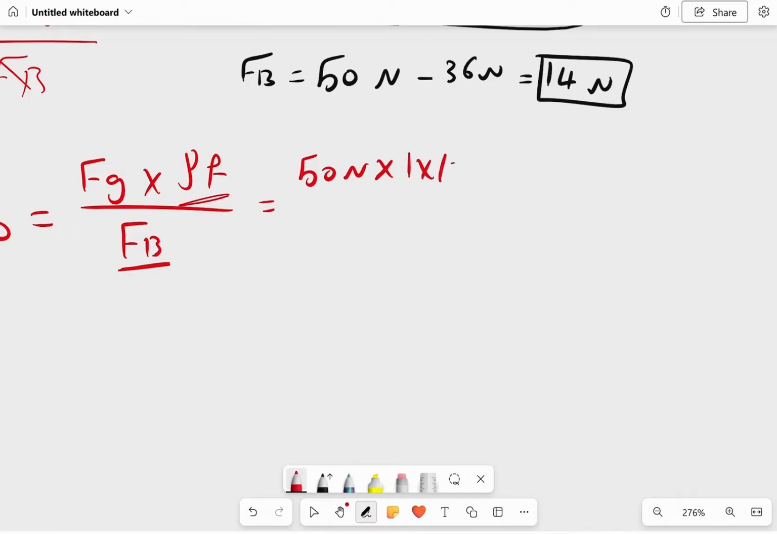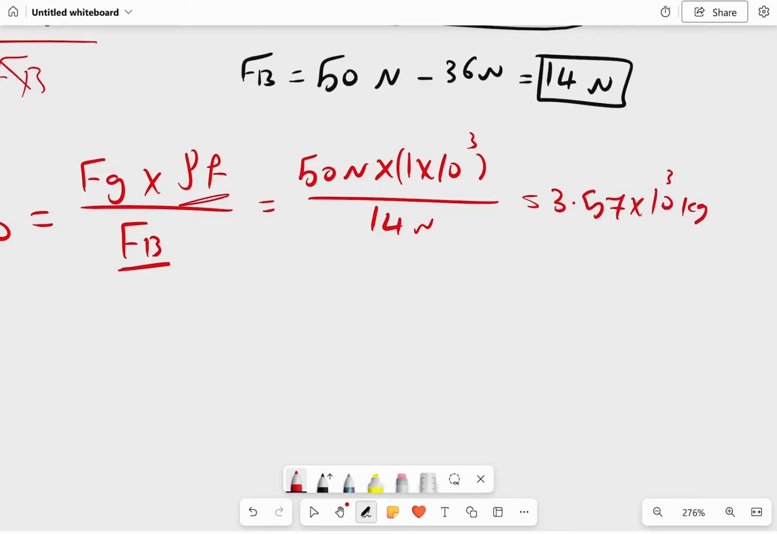1 times 10 to the power of 3, divided by 14 Newton. Then the result will be 3.57 times 10 to the power of 3 kilogram per meter cubed. Okay, guys, this is A.